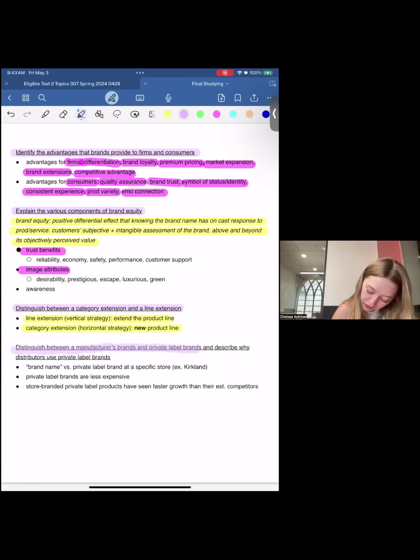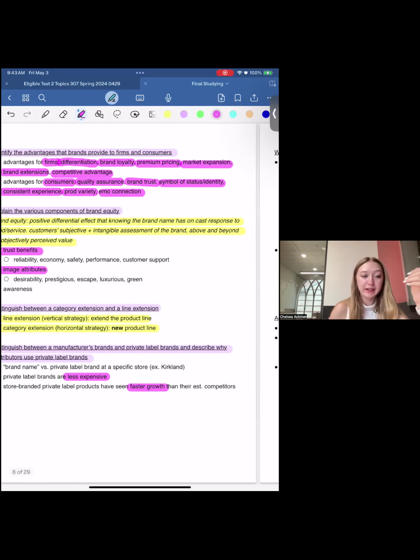Distinguish between a manufacturer's brand and private label brands, and describe why distributors use private label brands. So private label brands are things at a store that are labeled specifically for that store. Private label brands are less expensive, and store-branded private label products have seen faster growth than their established competitors.